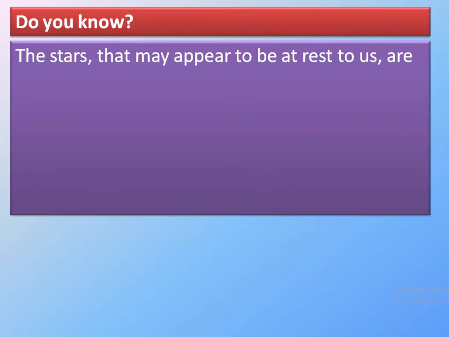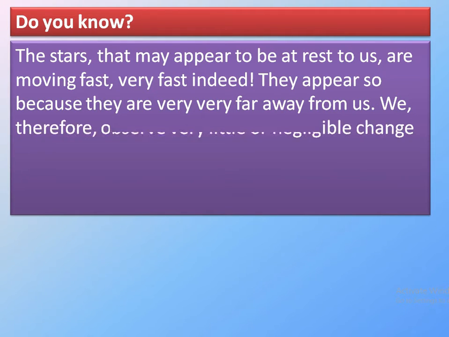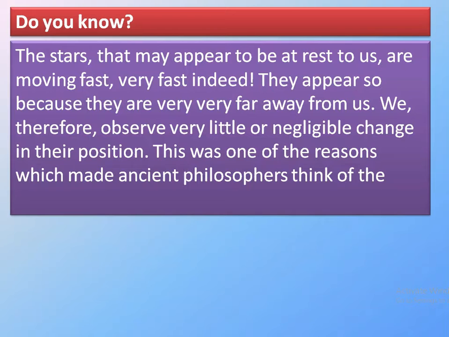Do you know the stars that may appear to be at rest to us are moving fast, very fast indeed. They appear so because they are very, very far away from us. We therefore observe very little or negligible change in their position. This was one of the reasons which made ancient philosophers think of the earth being at rest.